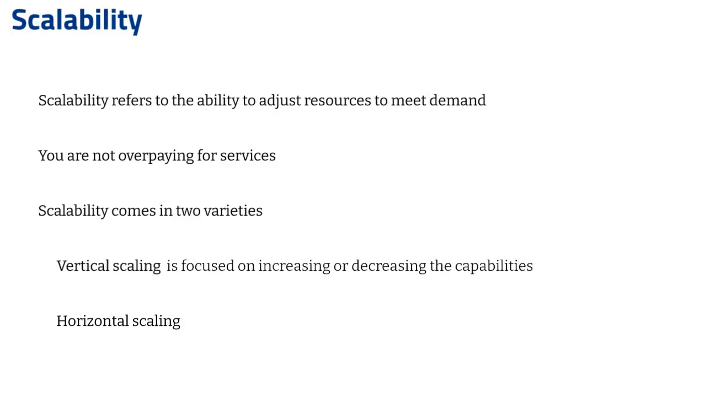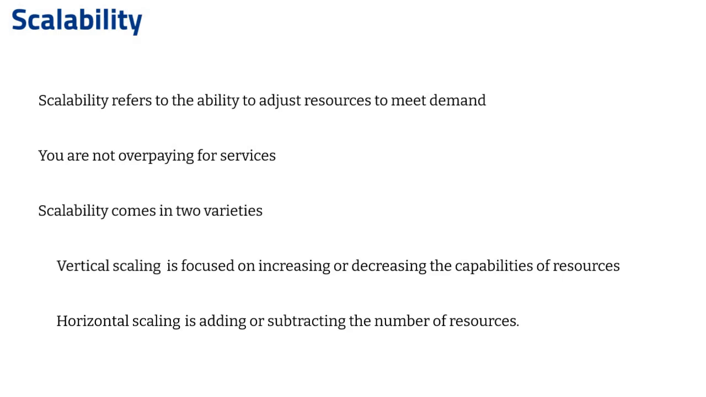Vertical scaling is focused on increasing or decreasing the capabilities of resources, while horizontal scaling is adding or subtracting the number of resources. With vertical scaling, if you were deploying an app and you need more processing power, you could vertically scale up to add more CPUs or RAM to the virtual machine. However, if you realize that you had overspecified the needs, you could vertically scale down by lowering the CPU or RAM specifications.